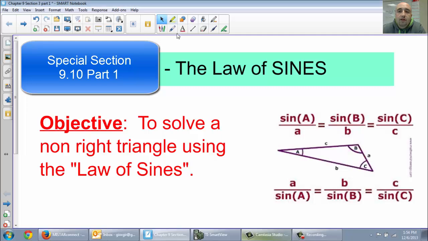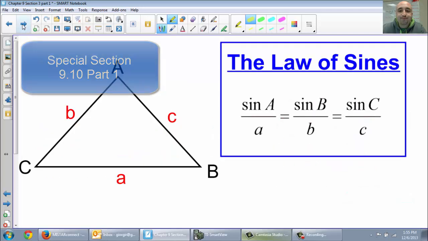We're going to talk about something called the law of sines. And the objective is to solve a non-right triangle. So we are no longer talking about triangles that have right angles. We're talking about any type of triangle now. And actually the law of sines works with a right triangle or a non-right triangle, but we're mainly going to be talking about the non-right triangle. Okay, so it's called the law of sines. You don't have to worry about this picture yet.